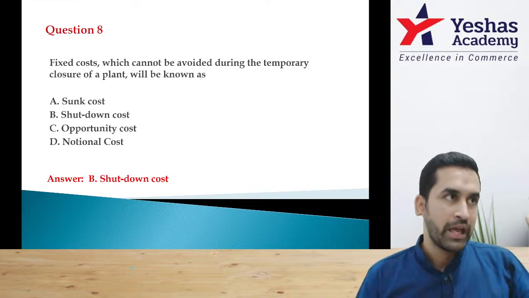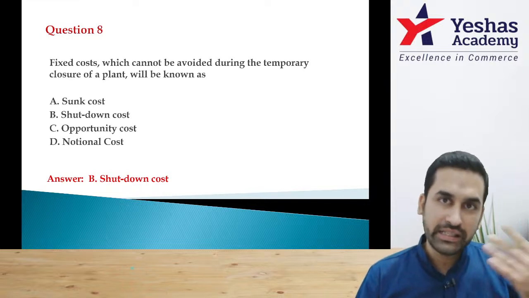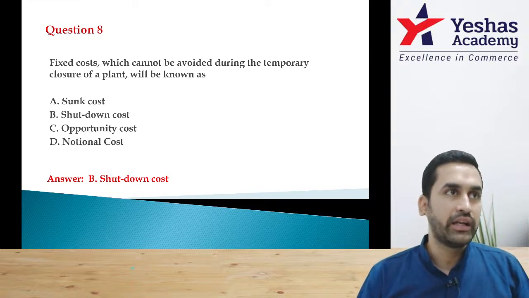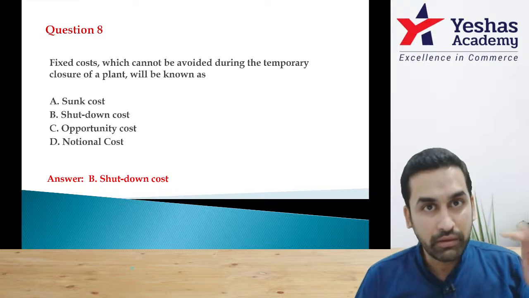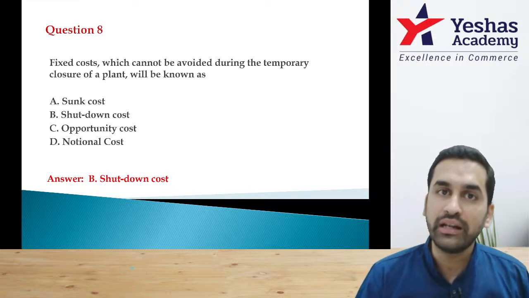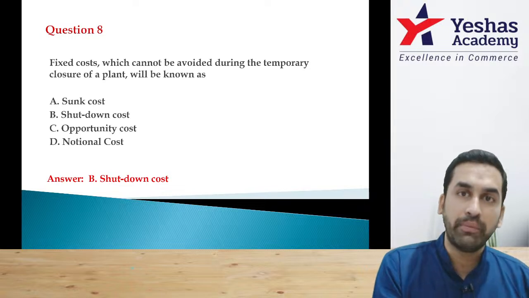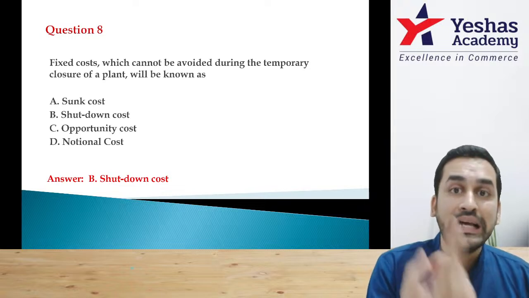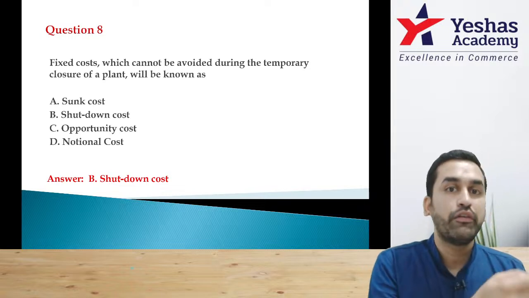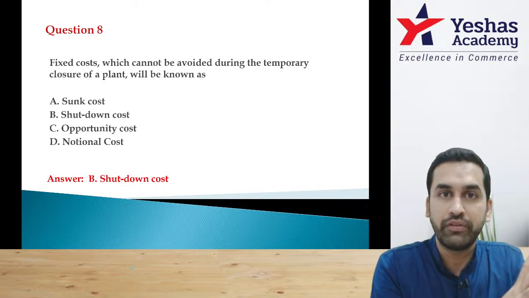Understand the difference. Anything incurred in the past is historical. Anything incurred in the past which can never be converted back to cash is sunk cost. I purchased a bike, it's not a sunk cost because today I can resell it, correct? But I have filled some petrol and traveled for 10-15 kilometers.